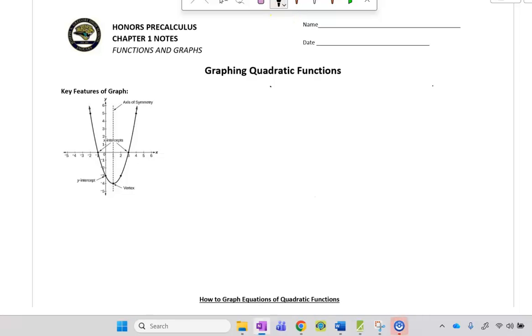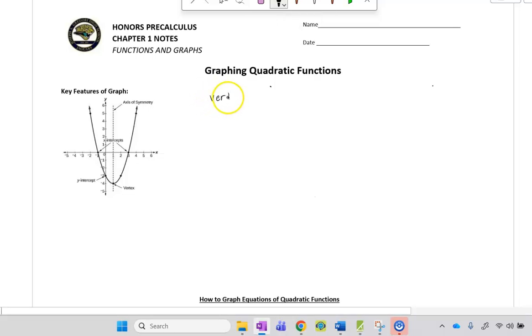Before we do the 2-2 notes, we're going to talk about some basics with graphing quadratic functions. There's a picture of a quadratic function. It's a U-shaped parabola, and labeled are some of the key features. So we're going to take a couple notes on those key features.